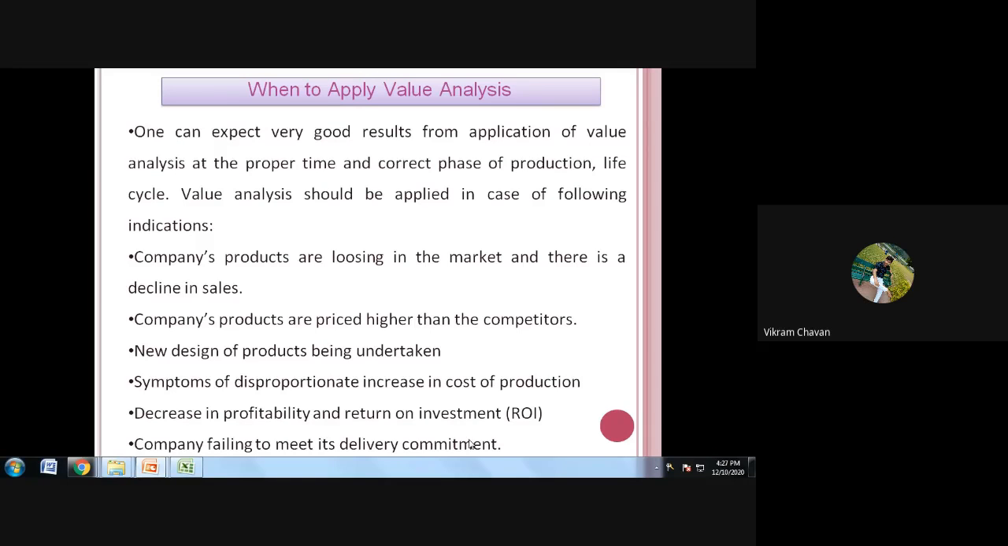In that, write down: one can expect very good results from the application of value analysis at the proper time and at the correct phase of production, comma, life cycle, full stop.